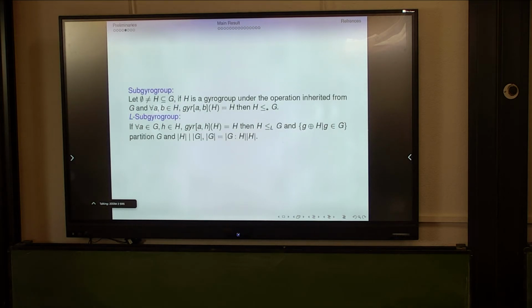We say H, which is a non-empty subset of G, is a subgyrogroup if it is a gyrogroup under the operation inherited from the gyrogroup G, and for every a and b belonging to H, gyr[a,b] of H is inside H. And we call it an L-subgyrogroup if for every a belonging to G and h belonging to H, gyr[a,h] of H is equal to H. By this condition, we can consider the right cosets of H, and we can see that this is a partition of G, and the order of H divides the order of G.